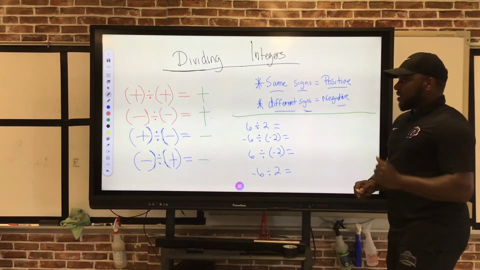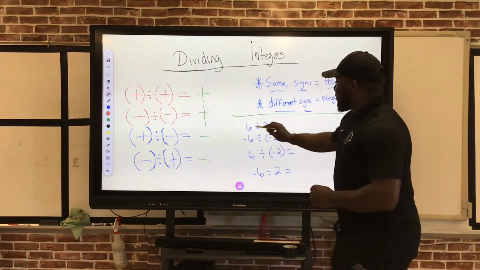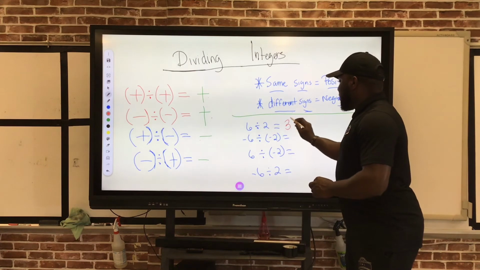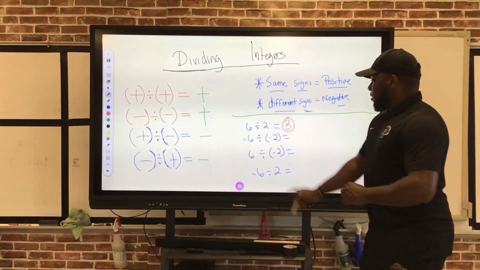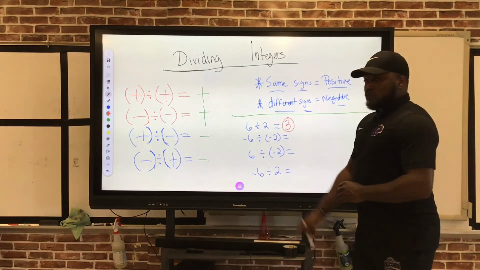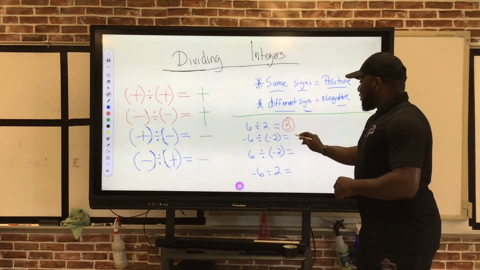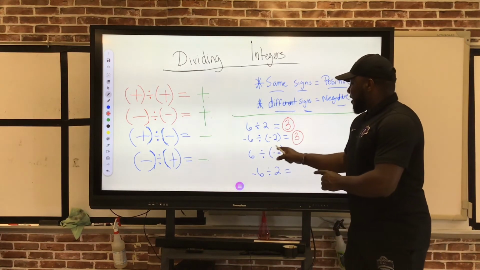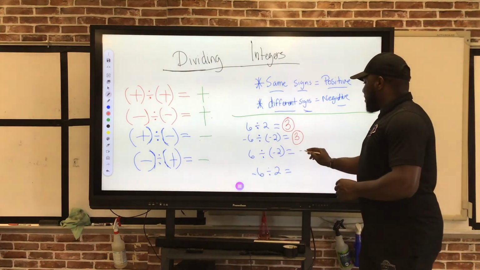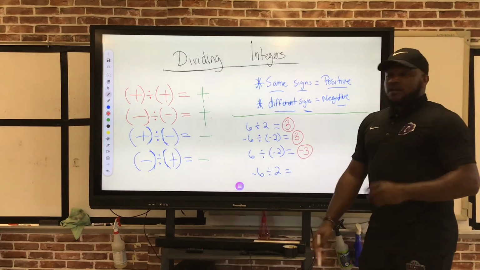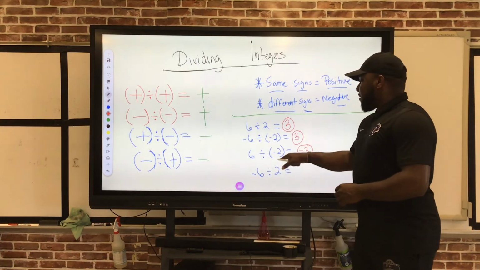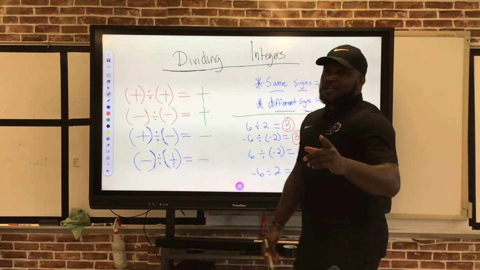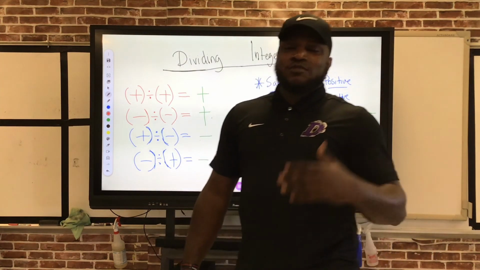So let's take a look at what that looks like, okay? So over here, I got 6 divided by 2. A positive divided by a positive gives me a positive, okay? Negative 6 divided by negative 2, those are the same signs, so that still is going to give me a positive. Now, when I get 6 divided by negative 2, that's going to give me a negative 3 because my signs are different. And lastly, a negative 6 divided by a positive 2 is going to give me a negative 3. So same signs, you get a positive. Different signs, you get a negative.